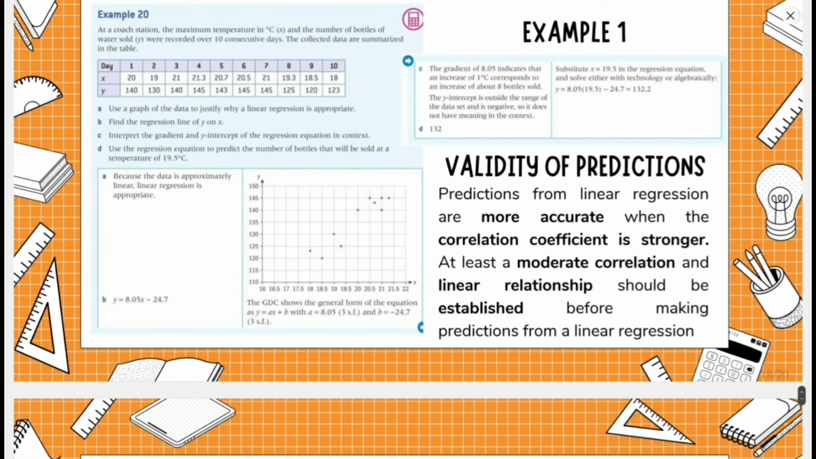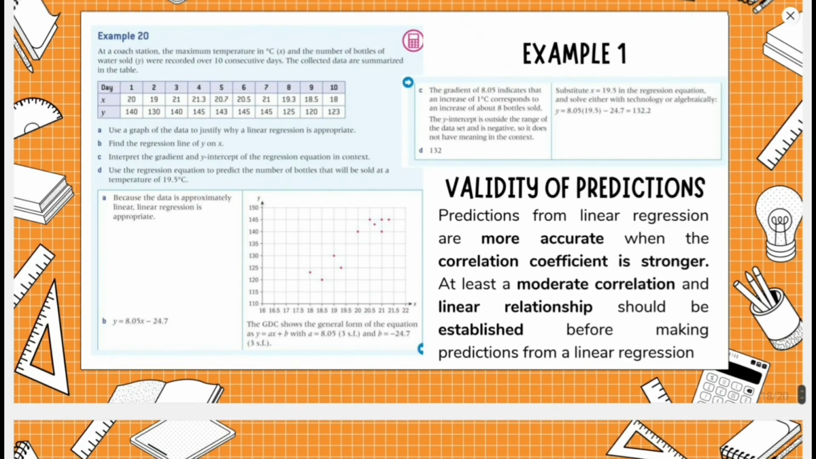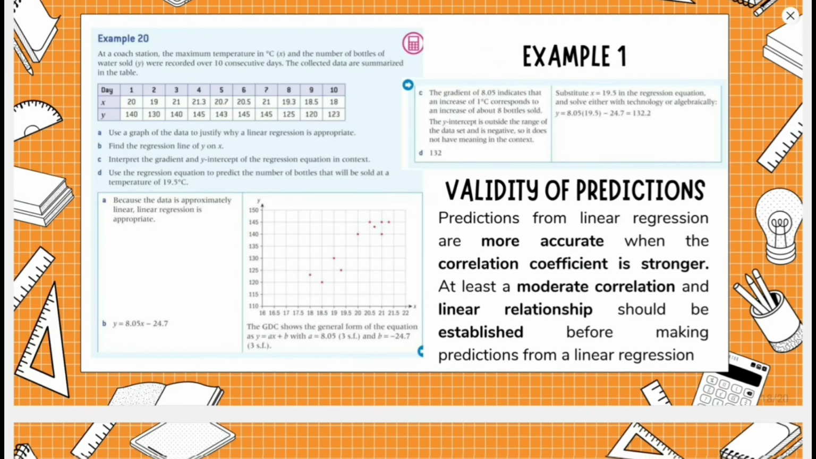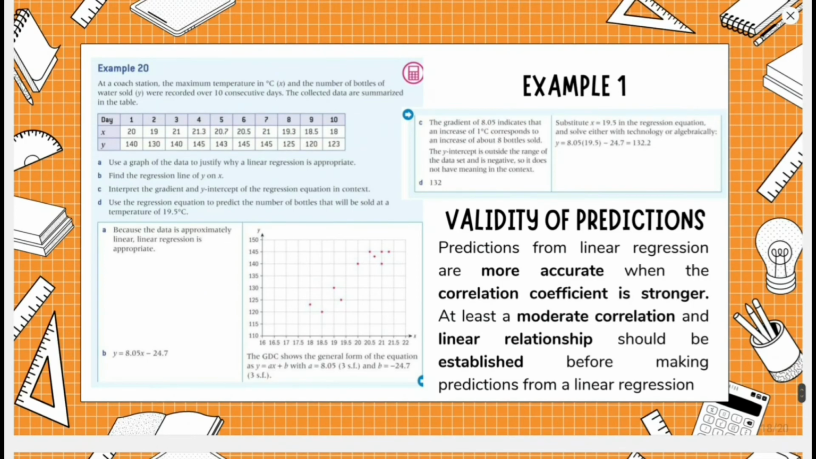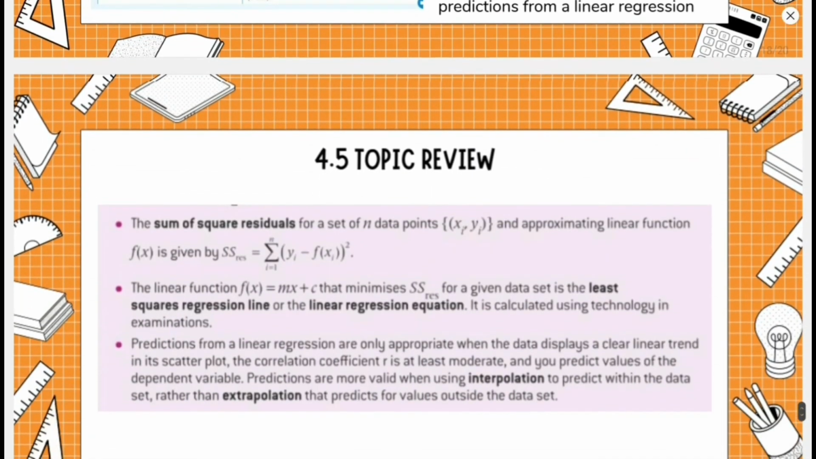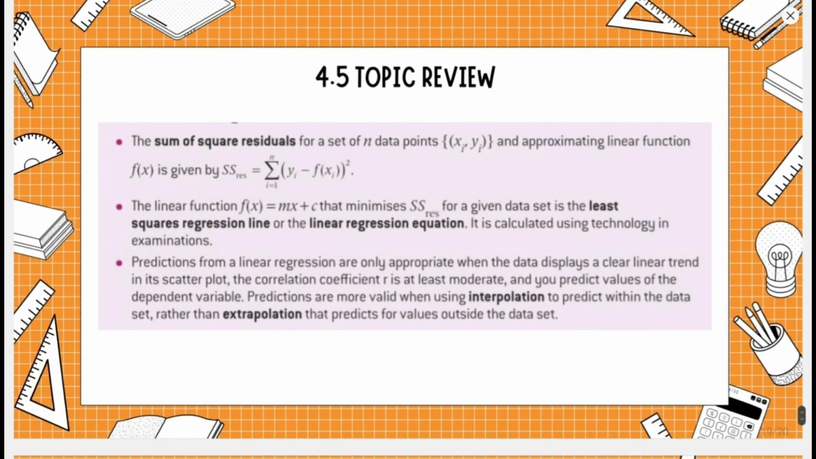Then we look at the validity of predictions. Predictions from linear regression are more accurate when the correlation coefficient is stronger. At least a moderate correlation and a linear relationship should be established before making predictions from a linear regression. Prediction means interpolation and extrapolation on the graph. To get more accurate results, it is better to do interpolation, but extrapolation will be a bit inaccurate, though you can still use it.